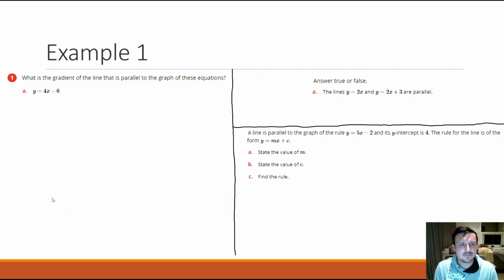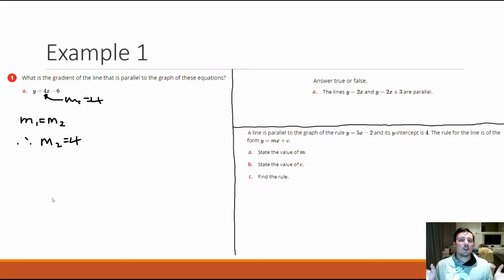So in this one, we can see that the gradient here, we'll call this M1, is 4. So M1 is referring to the fact that it is the gradient of the first line that is parallel. In this, M1 is equal to M2, therefore M2 must also be equal to 4. So basically, we don't know how far away it is from that parallel line. All we know is that both of those gradients will be 4.